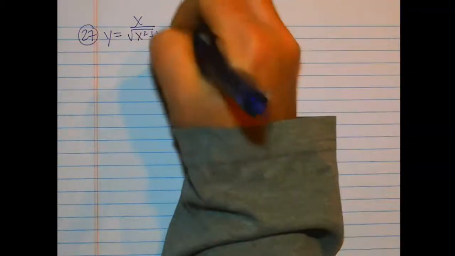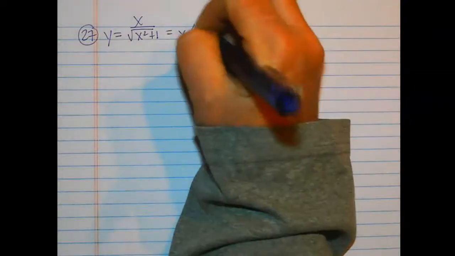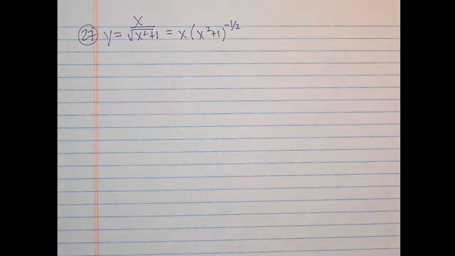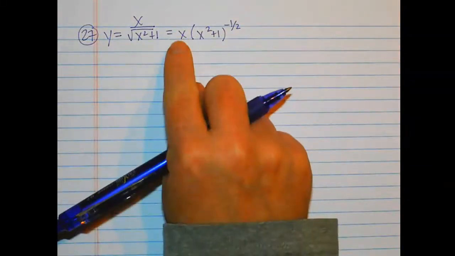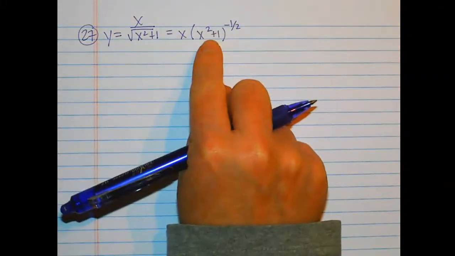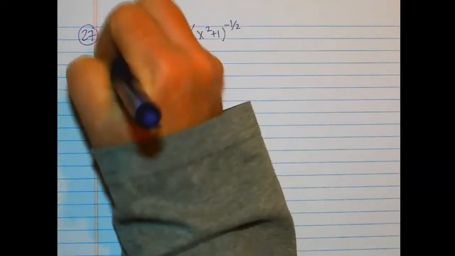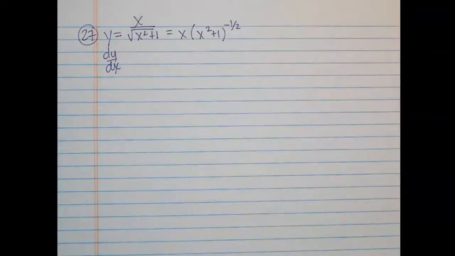Okay, so 27 is similar to the last problem, except when I rewrite it, I'm going to have x squared plus 1 to the negative 1/2 here. It's still product rule. It's going to be first times the derivative of the second, which is chain rule, plus second times the derivative of the first, which will be 1. So I'm going to use dy dx here just to change up my notation. It doesn't matter. You can write y prime or f prime of x.